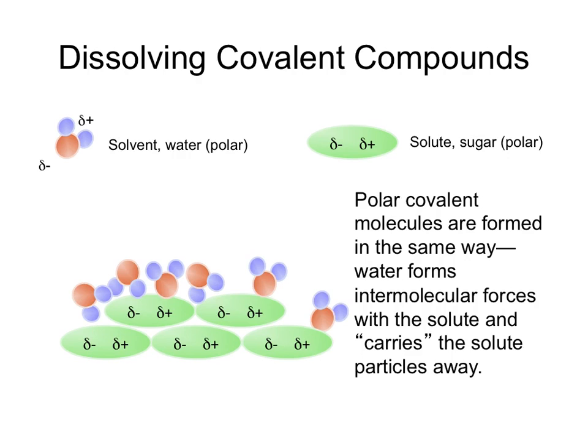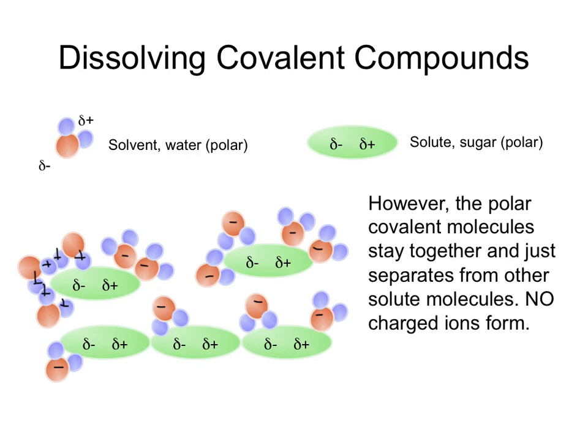Molecular or covalent compounds dissolve in solvents very similarly to ionic compounds in water. The only difference is that the polar sugar molecule will not split apart into ions. Notice once again that the positive regions of the water molecules are surrounding the negative end of the polar sugar molecule, whereas the negative region of the polar water molecules are surrounding the positive region of the sugar, which is also polar.